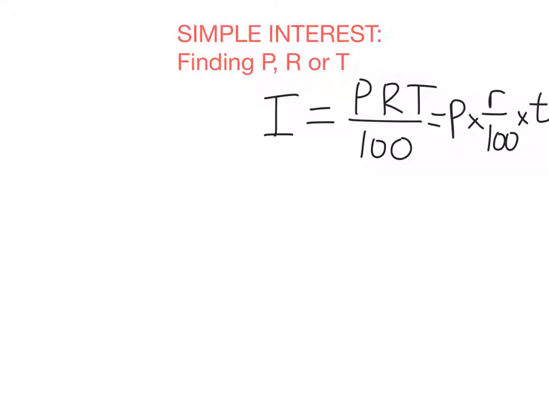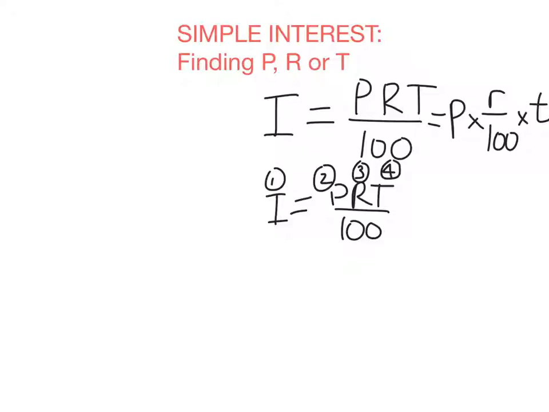So, if I just look at the first part of this, I equals PRT over 100, this is just an equation with 1, 2, 3, 4 variables. So there are 4 letters that change value from question to question. So if I know the value of 3 of these, I can solve this equation to find the 4th. For example, if I know the interest, the principal, and the rate, then I can solve to find the time. If I know the interest, the rate, and the time, I can solve to find the principal.